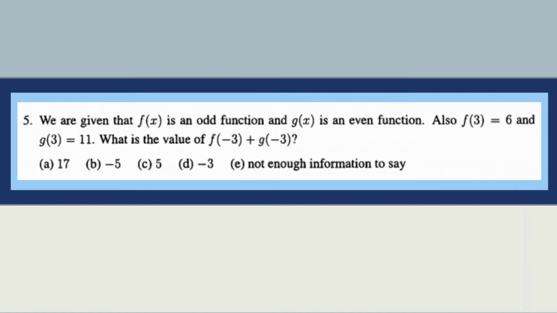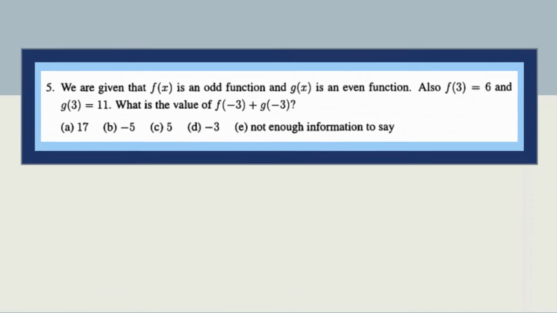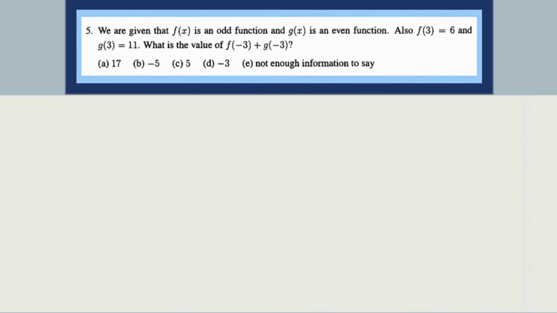Alright guys, so for question number 5, it says we are given that f of x is an odd function and g of x is an even function. Also f of 3 equals 6 and g of 3 equals 11. What is the value of f of negative 3 plus g of negative 3? So I'm going to write down all this information real quick.